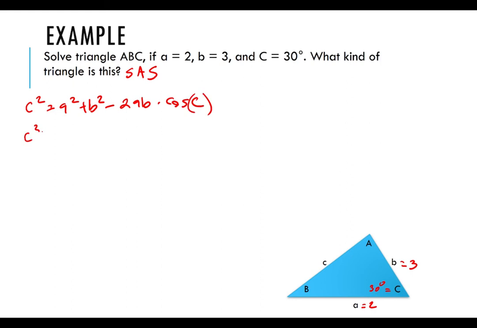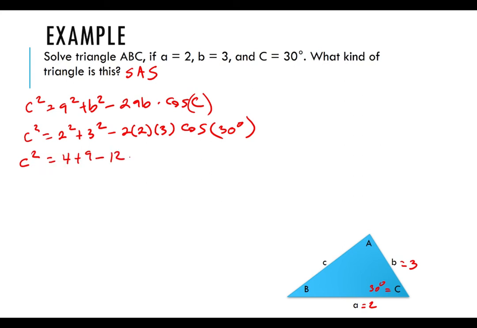C is what we're looking for, so C squared is equal to 2 squared plus 3 squared minus 2 times 2 times 3 times cosine of angle C, which is 30 degrees. This one we could actually find the exact value, but we'll still approximate most of these unless they ask specifically for an exact answer. So this is then C squared is equal to 4 plus 9 minus 12 cosine of 30 degrees. I'm not going to round until the end if I can help it. And so C squared is then equal to 13 minus 12 cosine of 30 degrees.